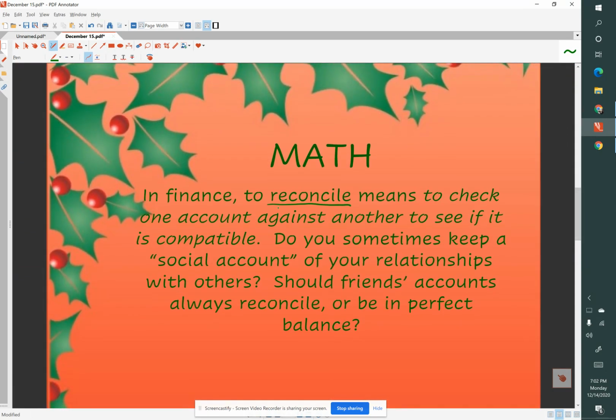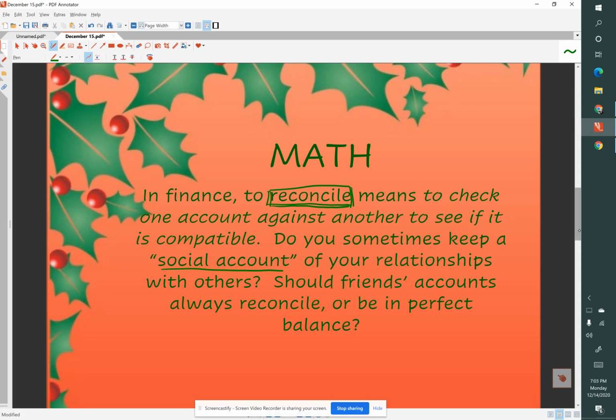Now, in finance, to reconcile means to check one account against another to see if it's compatible. So this idea of reconciliation is what we're talking about today. Do friends have to be reconciled? Do you sometimes keep a social account of your relationships with others? So in other words, should your social account always reconcile, or should it be in perfect balance?